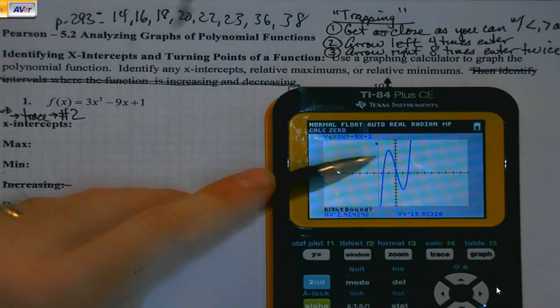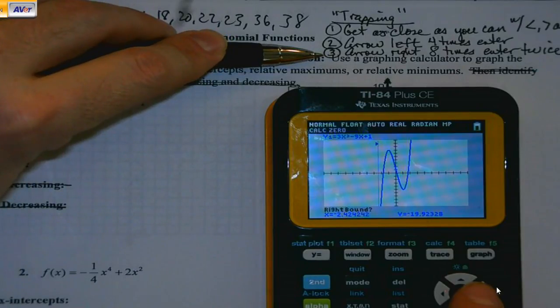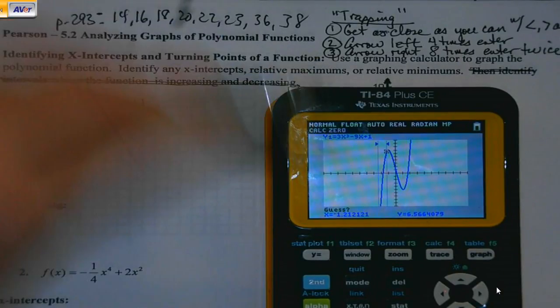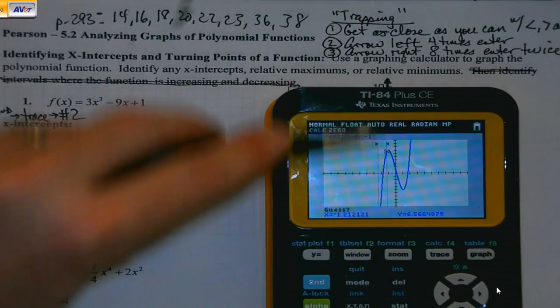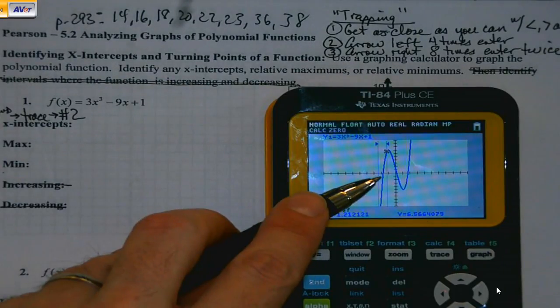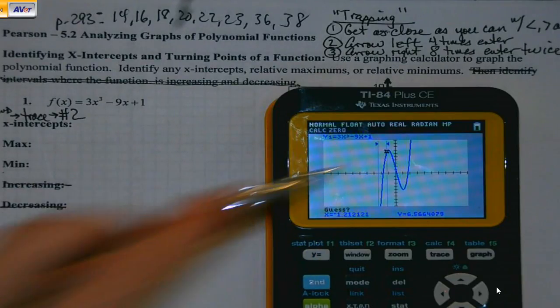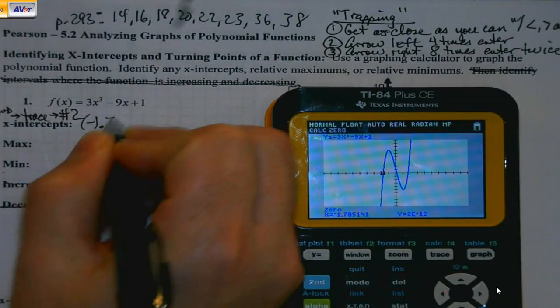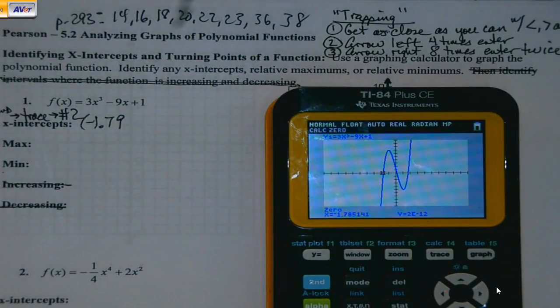I'm kind of trying to trap this point in. So once I get that first one, now I'm going to use my right arrow. 1, 2, 3, 4. That gets me back where I started. 5, 6, 7, 8. I hit enter one time. Now you'll notice I have 2 of those little dotted lines. And my 0 is in between, and I'm going to hit enter one more time. And my little cursor guy will go there. The x value is the actual intercept, which we're going to round to the nearest hundredth, -1.79.